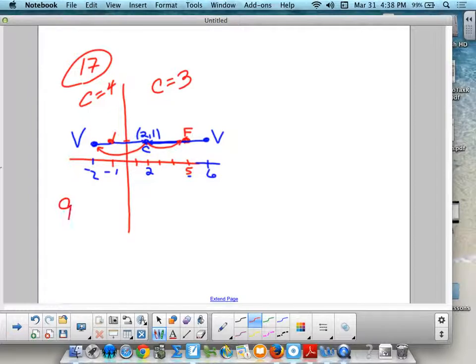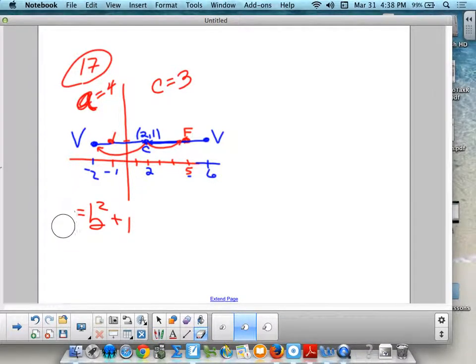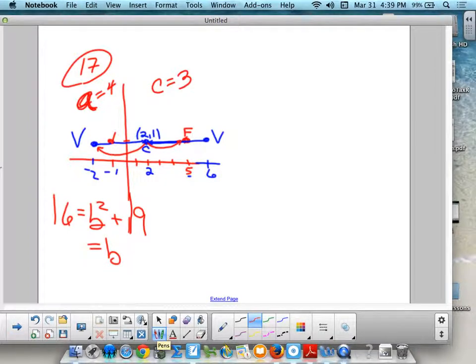Square of the A, 9. Square of the C, 16. Am I doing something wrong here? I am. Going too fast. Sorry. A is 4. Oh, here's A. That's A. C is 3. Okay, I got this reversed. My fault. Happens. 16 minus 9. You get 7. So B squared is 7.